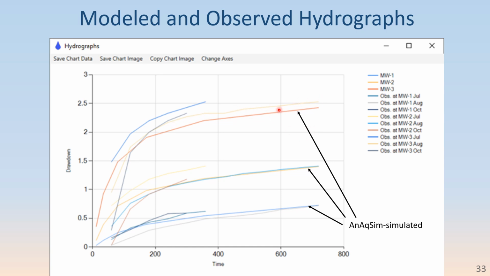But anyway, the model did a really nice job of matching the early time curvature, which is a function of elastic storage, the late time slope, which is a function of specific yield, and the magnitude of drawdown, which is a function of conductivities. Now, this kind of graph can be made automatically in Anaqsim, where you import observed data and then overlay model simulated data and make the comparison.